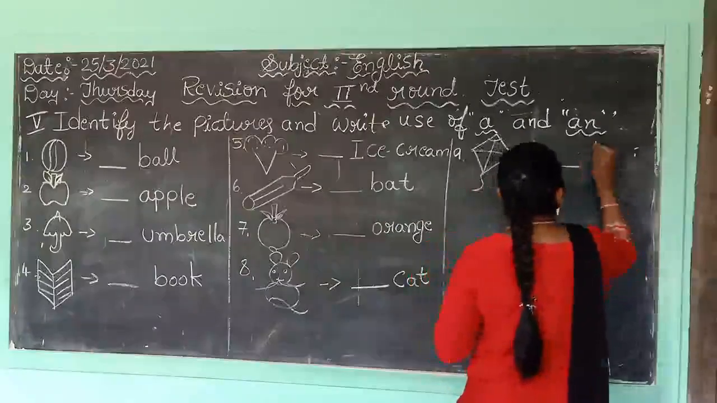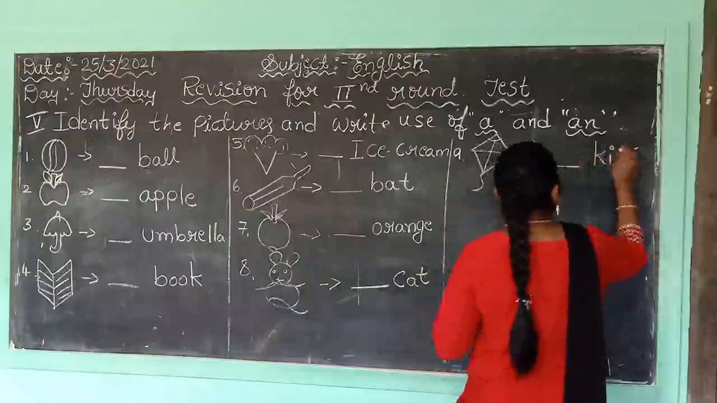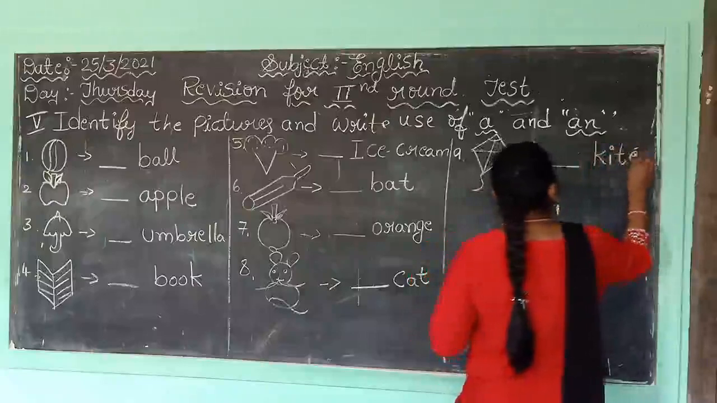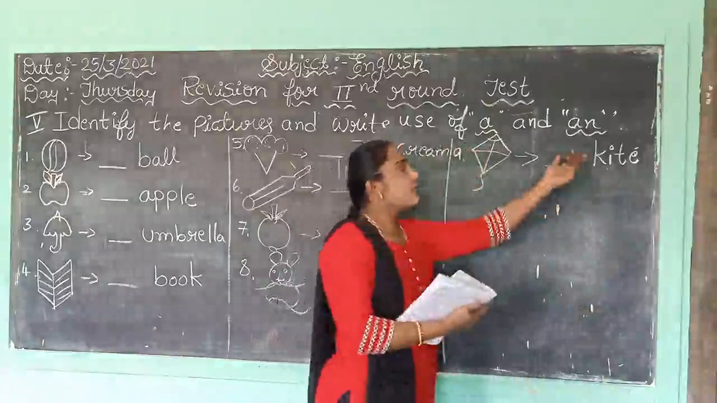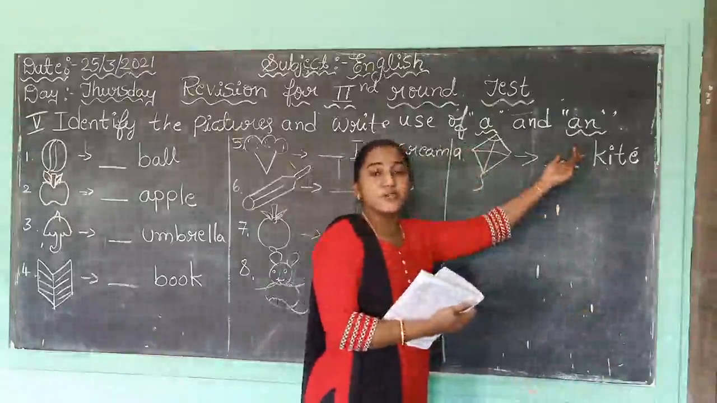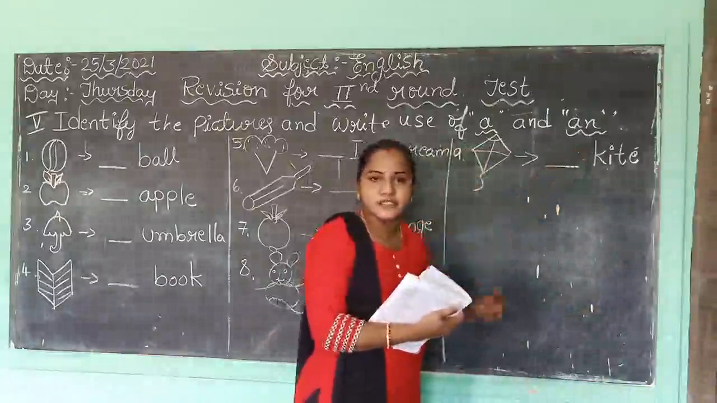Draw a small dash and write the spelling of kite, K-I-T-E. Before the third picture they give a small dash, so you fill in the articles a and an there.